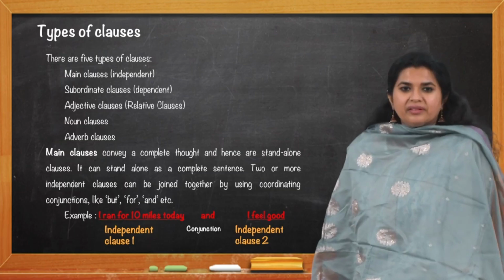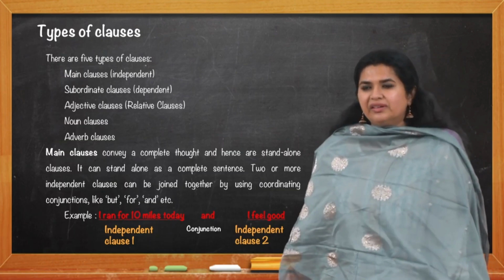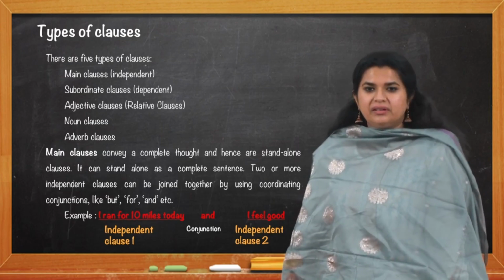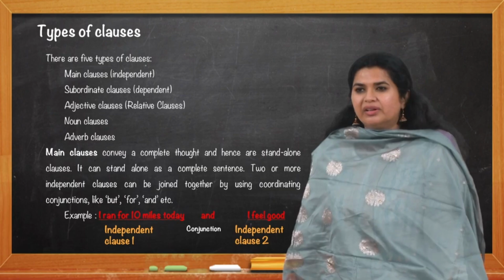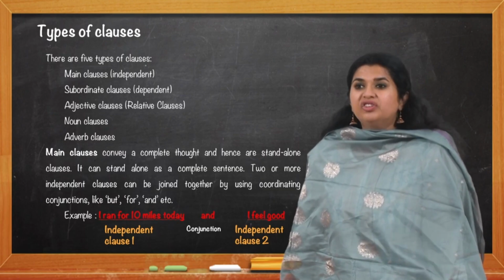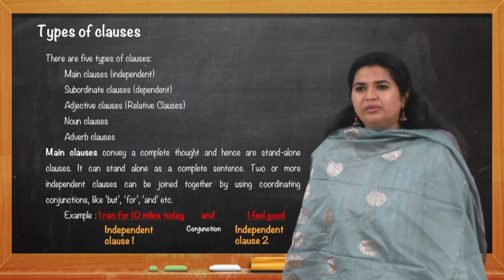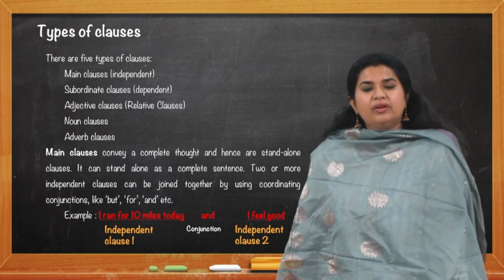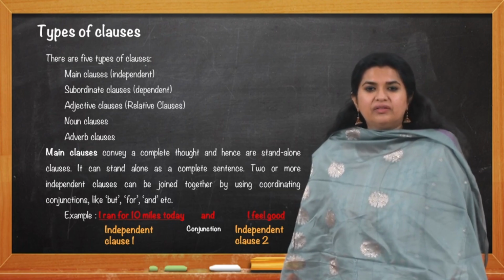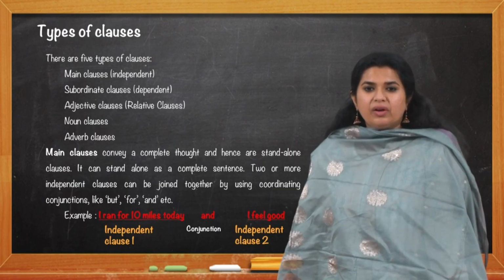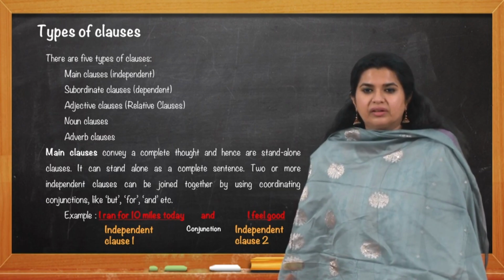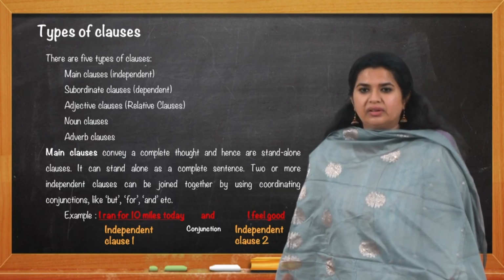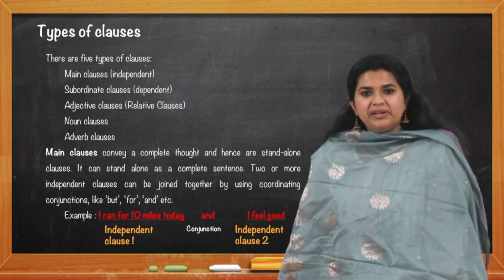Now, types of clauses. There are five types. Please look at this slide. Main clause, which is independent; subordinate clause, which is dependent; adjective clause, like Ram is the man who owns this company, or she is the one who is to be blamed for the entire problem. Also relative clauses, adjectival clauses, noun clauses, and adverb clauses. Main clauses convey a complete thought and meaning, and hence they can stand alone as a complete sentence.